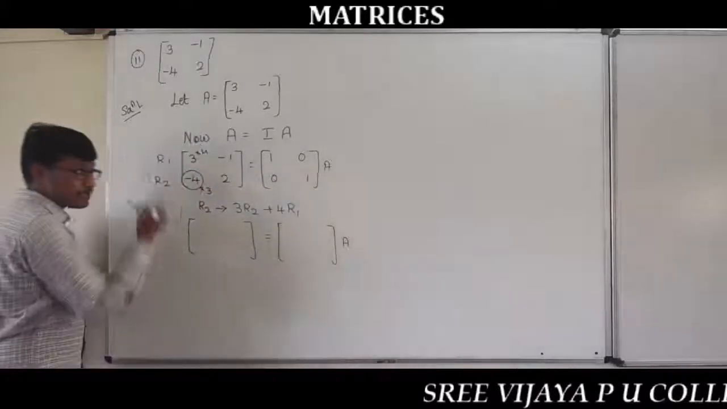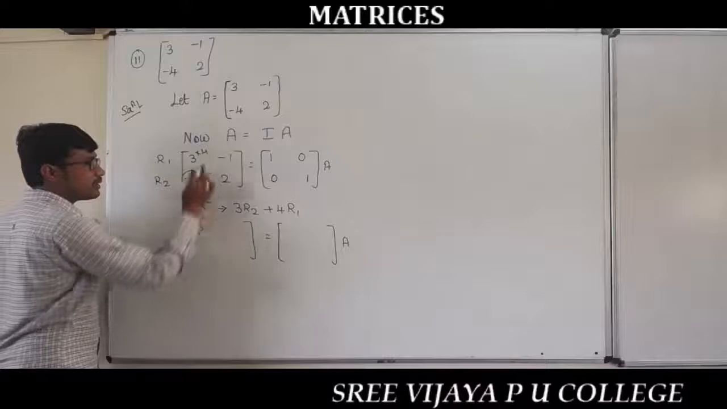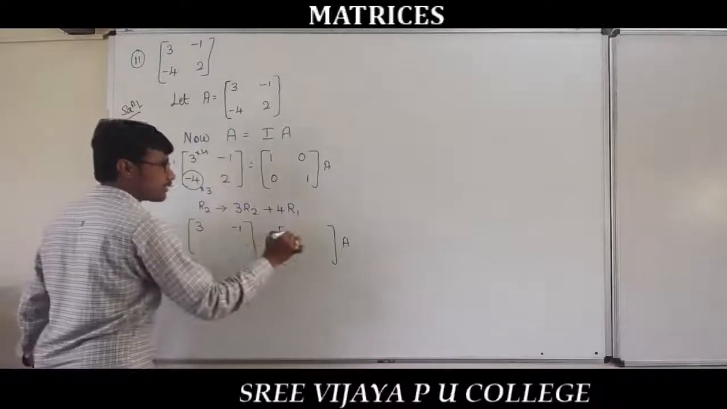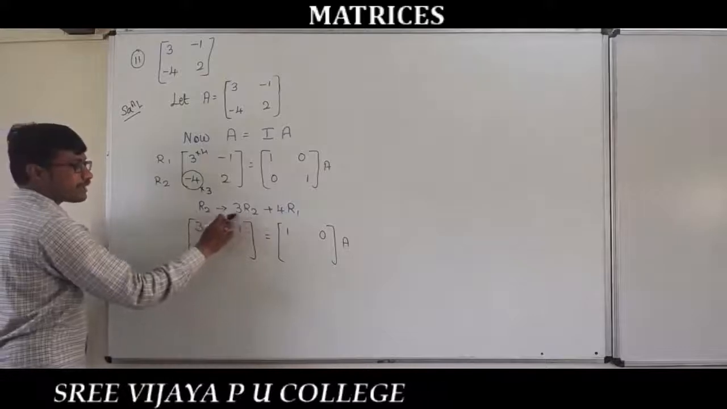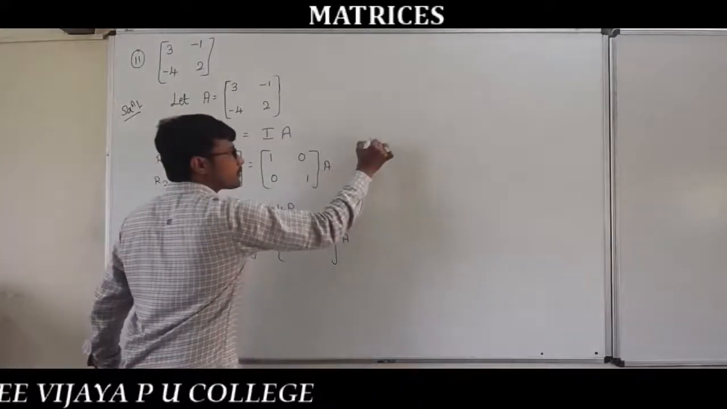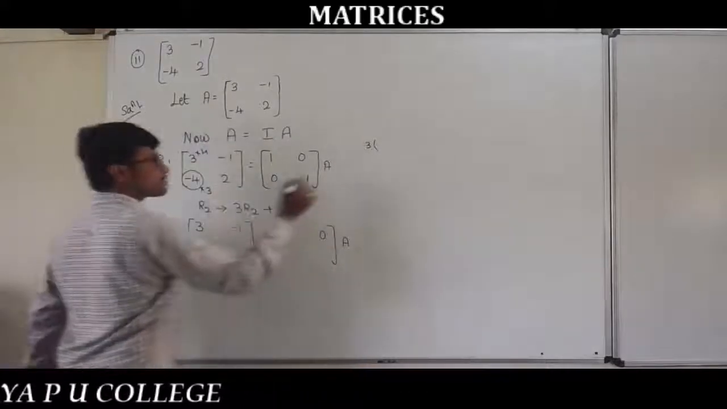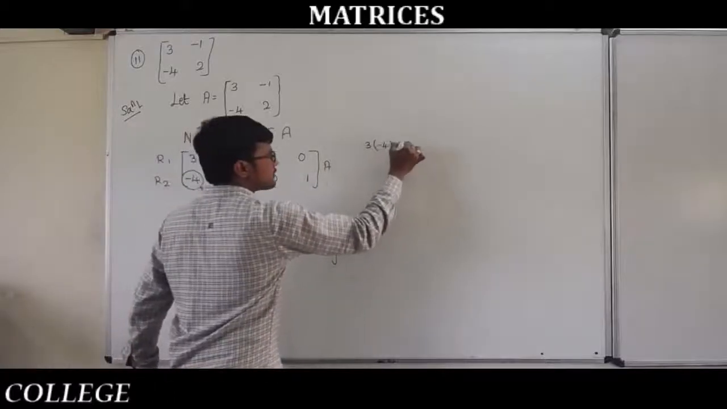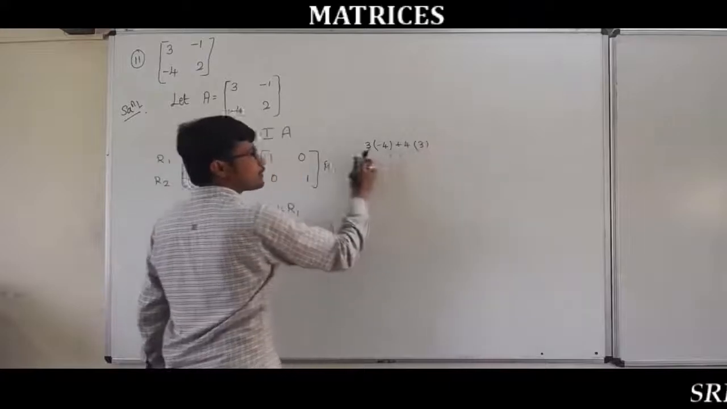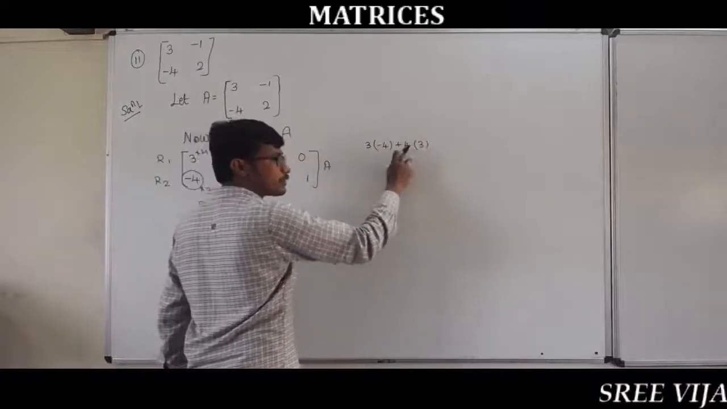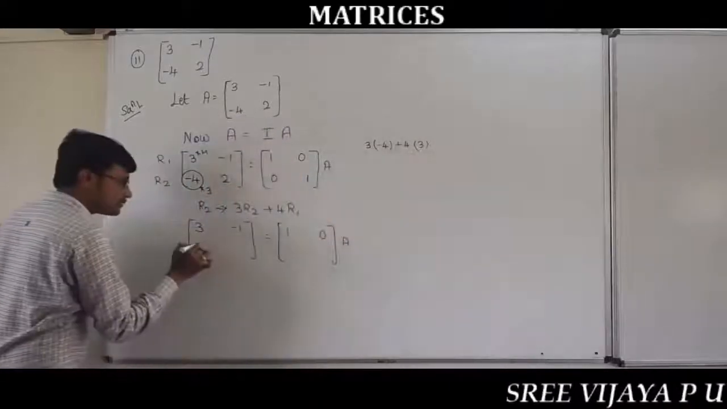So here R2 will change, R1 as it is. So 3 minus 1, 1, 0. What is that R2? 3 times of R2, right? 3 times of R2 is minus 4 plus 4 times of R1 is 3. 3 times 4 is 12 minus 12, 4 times 3 is 12 plus 12, minus 12 plus 12 is 0.